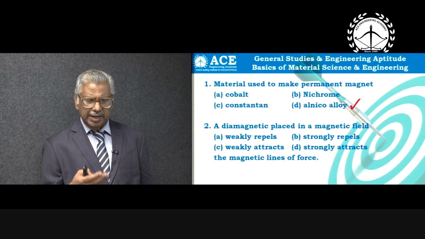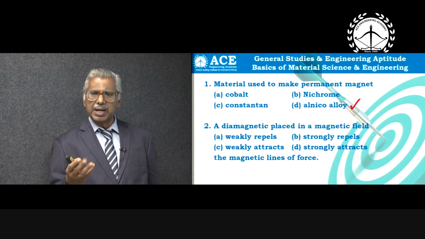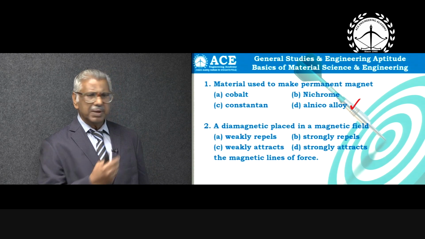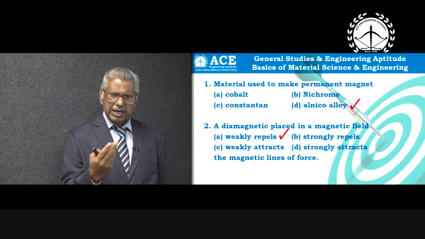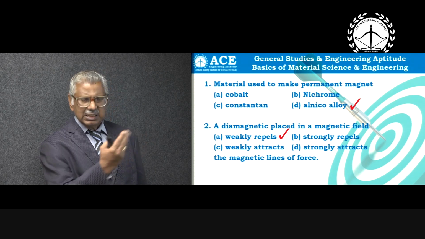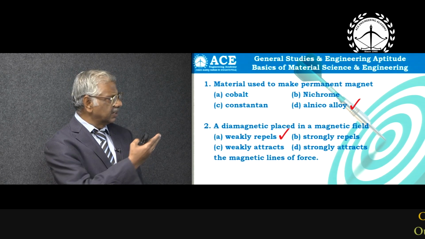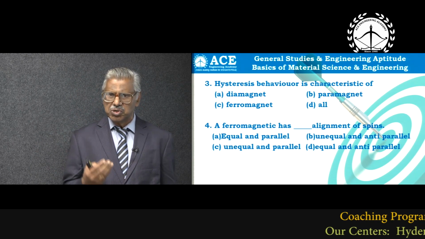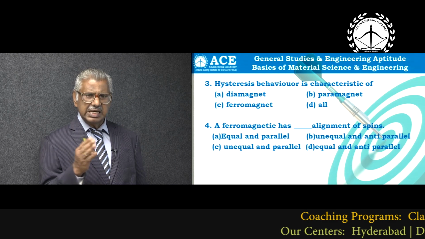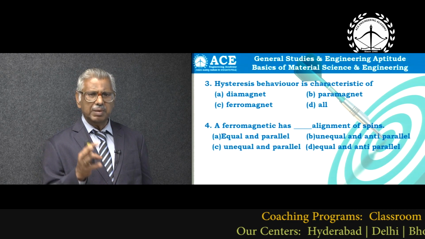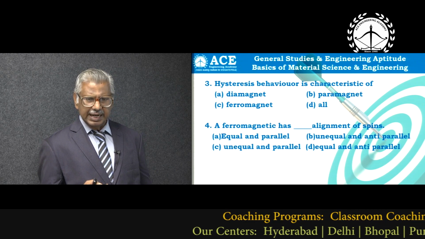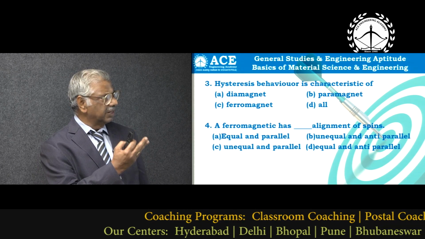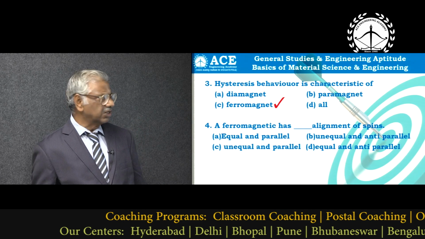Similarly, as I said, we are distinguishing these things into dia, para and ferromagnets actually. So what is the effect of a diamagnet when you place it in a magnetic field? As all of you know, a diamagnet weakly repels any magnetic lines of force. So the answer will be A in this case. Now as another parameter, as I told you, the hysteresis behavior is a characteristic of only ferromagnetic metals and not all. The dia and the para do not exhibit this, only ferromagnets exhibit this hysteresis behavior. So obviously the answer is C in this case, as you know.